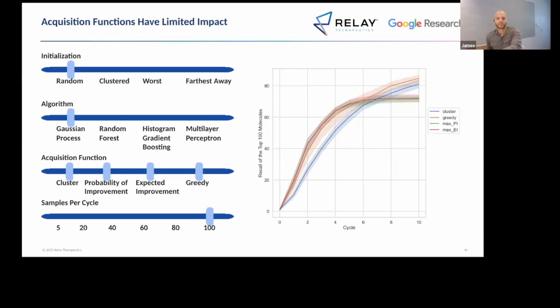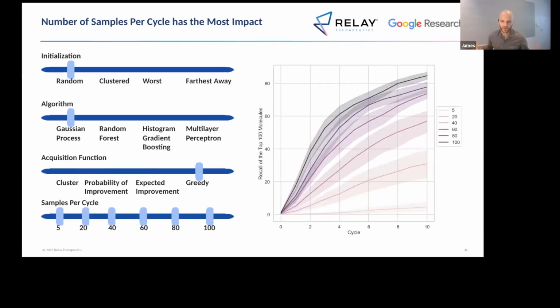We did find that samples per cycle had a large impact on the active learning process, as you might imagine. So we varied the number of samples we took at each round from 5 to 100. And intuitively, the more samples you take, the better you did. You just kind of have more shots on goal, is where that comes from.